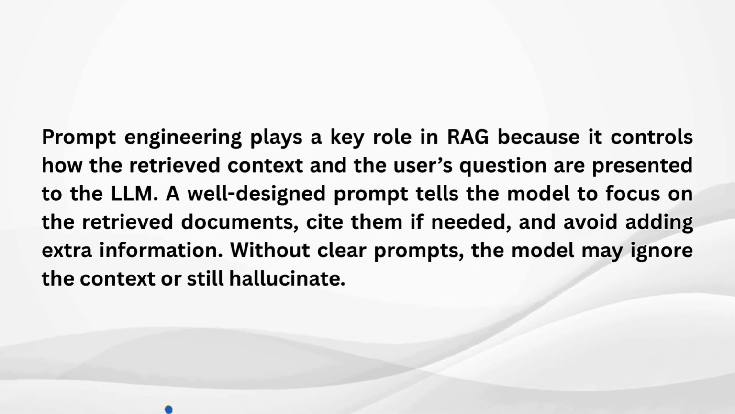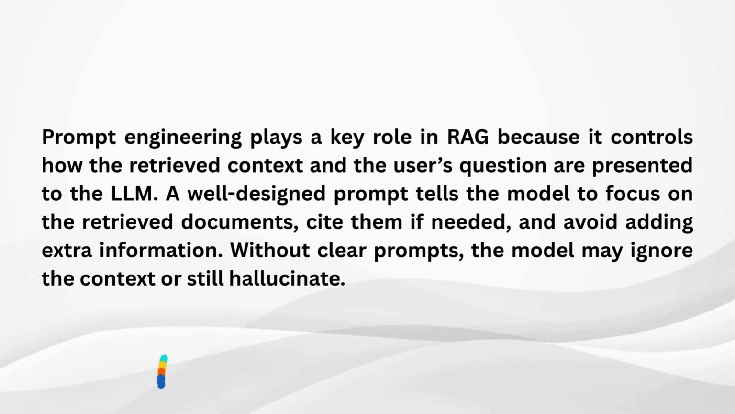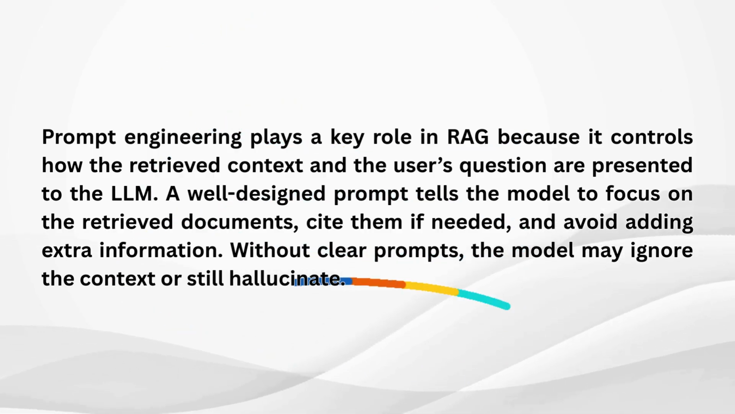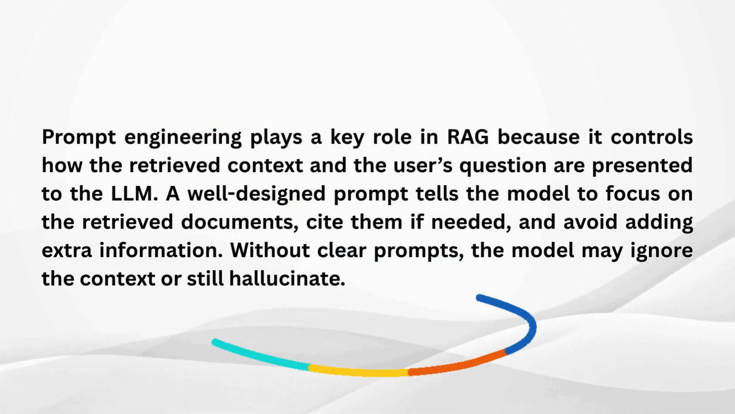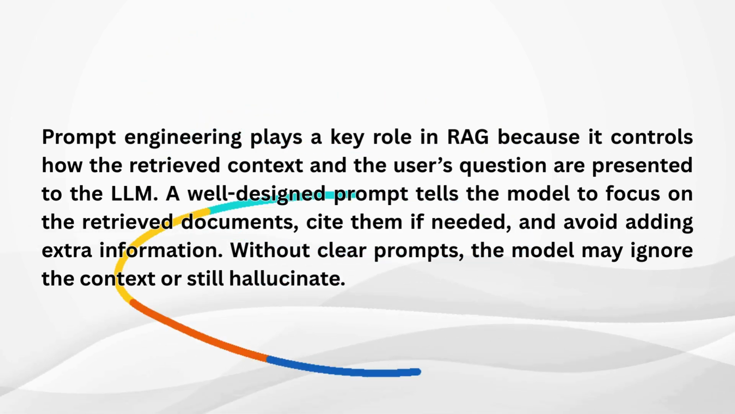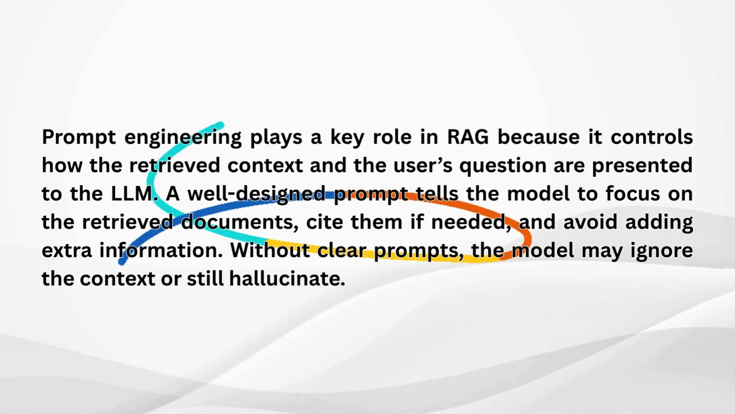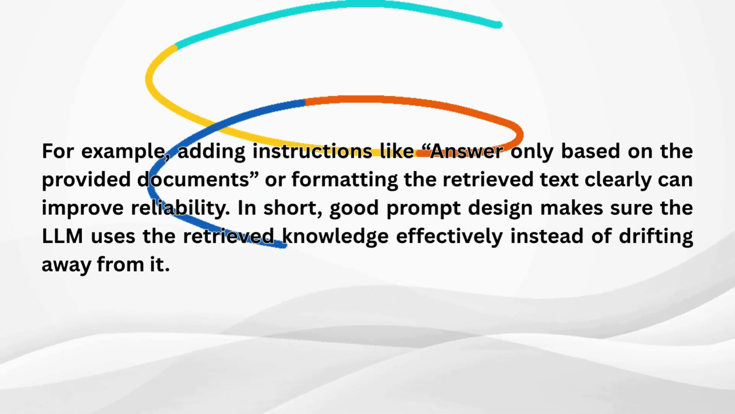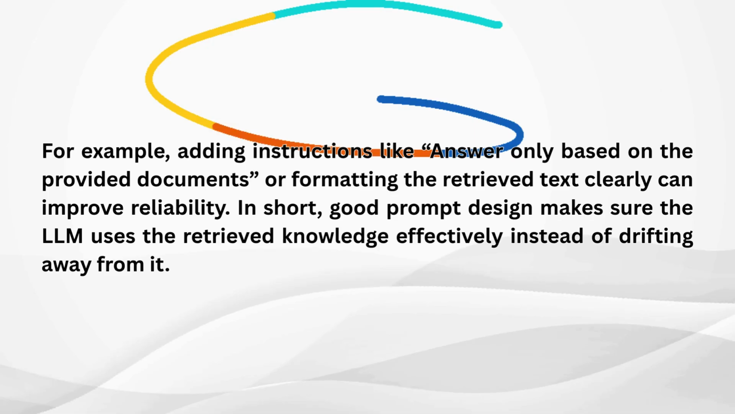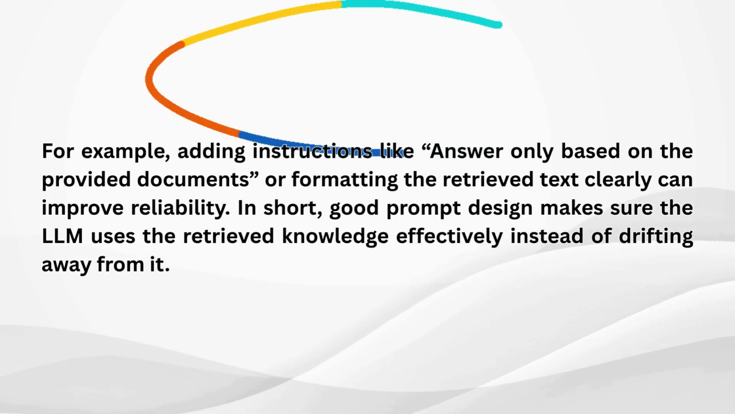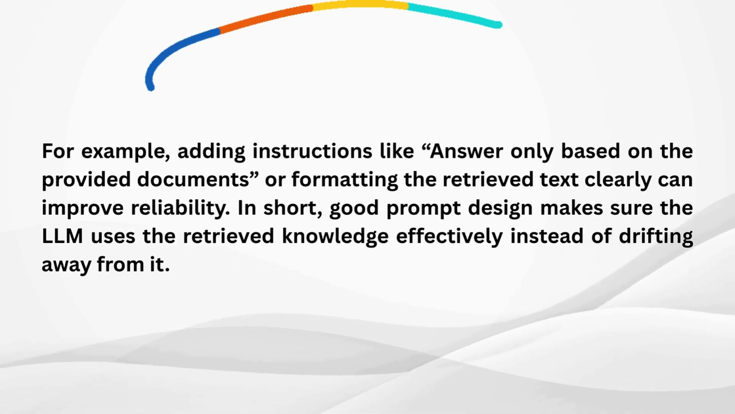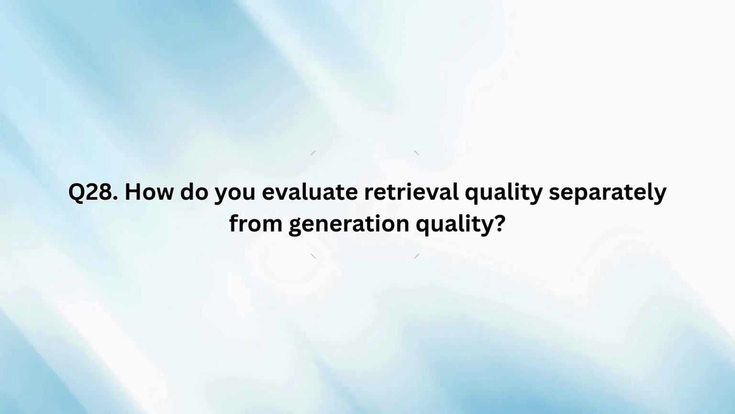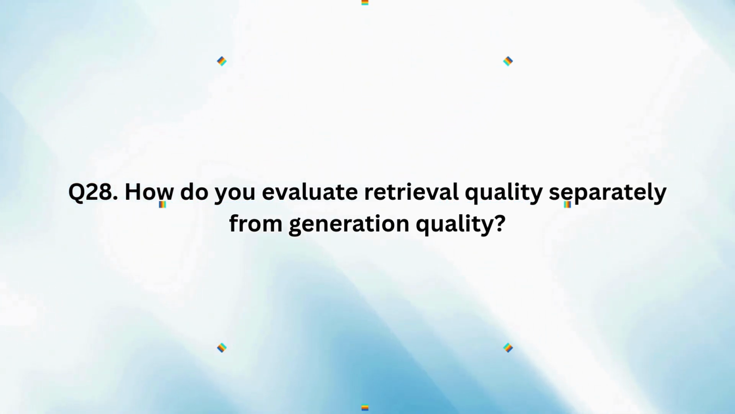What role does prompt engineering play in RAG effectiveness? Prompt engineering plays a key role in RAG because it controls how the retrieved context and the user's question are presented to the LLM. A well-designed prompt tells the model to focus on the retrieved documents, cite them if needed, and avoid adding extra information. Without clear prompts, the model may ignore the context or still hallucinate. For example, adding instructions like "answer only based on the provided documents" or formatting the retrieved text clearly can improve reliability. In short, good prompt design makes sure the LLM uses the retrieved knowledge effectively instead of drifting away from it.